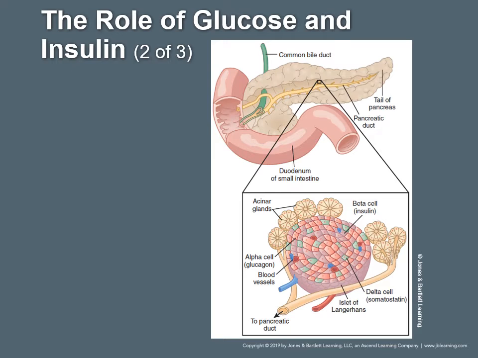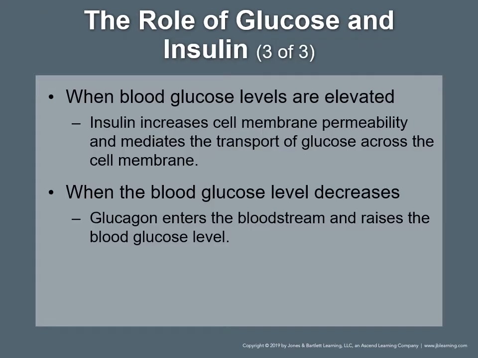Regulation of glucose levels in the body is a complex and dynamic process. Insulin is responsible for the removal of glucose from the blood for storage as glycogen, fats, and protein. When blood glucose levels are elevated, the following process occurs. The islets of Langerhans secrete insulin, which is carried by the bloodstream to the cells. Insulin increases cell membrane permeability and mediates the transport of glucose across the cell membrane into the cells. The cells use glucose to produce energy through processes that include glycolysis. Insulin also stimulates the liver to store excess glucose, and the skeletal muscles store glycogen for later use by the body.